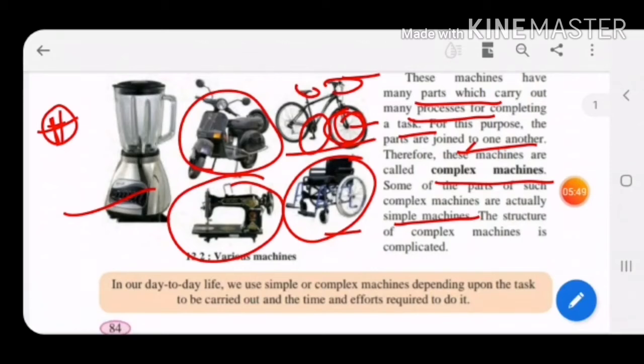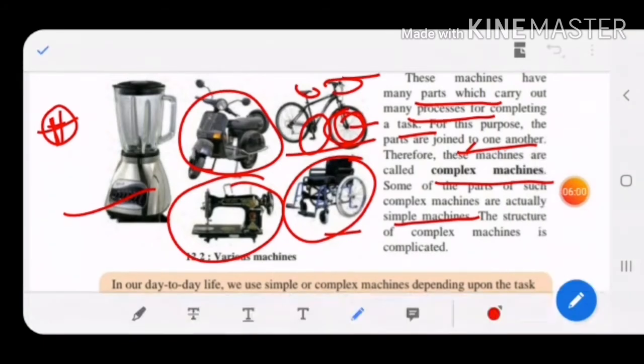If a sewing machine gets damaged, we can't repair it at home easily, so we have to take it to the person who repairs the machine. This sewing machine is also made up of joining many simple machines, like this wheel, this needle. Yes or no? So one or two simple machines are joined and one complex machine is made.